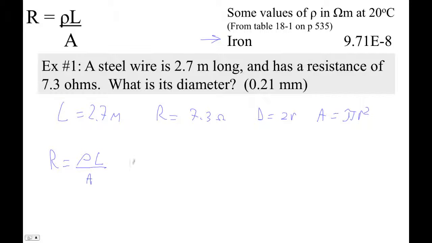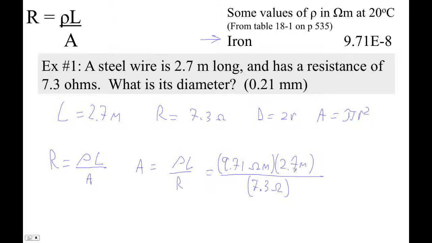So I think what we can do is solve for the area. The area will be rho L over the resistance. So that'll be 9.71 ohm meters times, how long is it, 2.7 meters, divided by 7.3 ohms. And it looks good. It looks like we're going to end up with square meters here. So let's just try this.